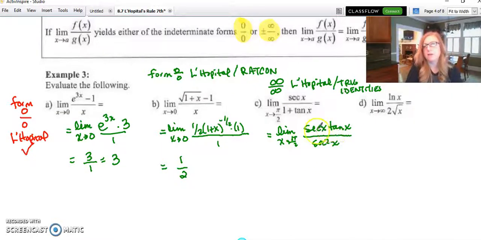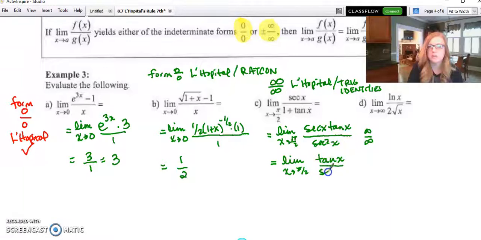And again, if I plug in pi over 2, I'm still going to get infinity over infinity because of the secants, but then I cancel. Notice I checked my form right here, and I still was infinity over infinity. I go, what else can I do? Clearly some cancellation. So I get tangent of x over secant of x. And you're like, check again. Oh, wait a minute. Oh, darn, I'm still infinity over infinity. L'Hopital didn't appear to work. Well, I'm still of the right form. I can still use L'Hopital, so maybe I'll try it again.